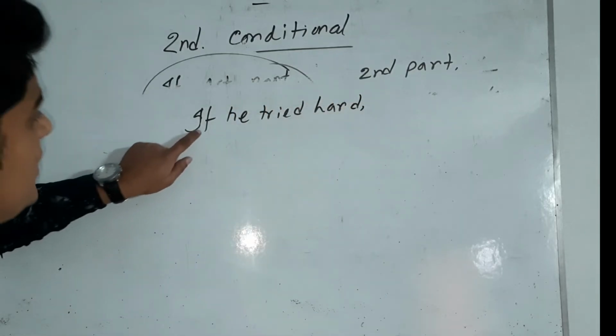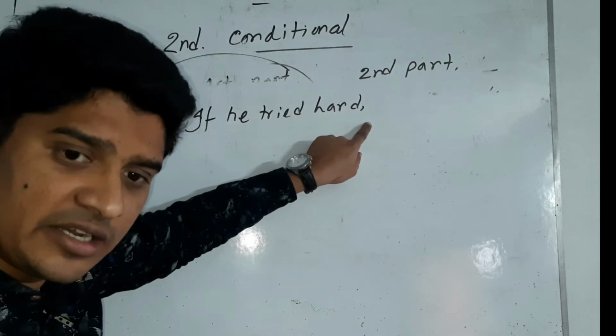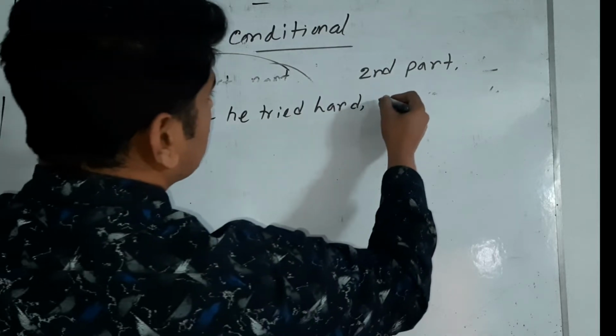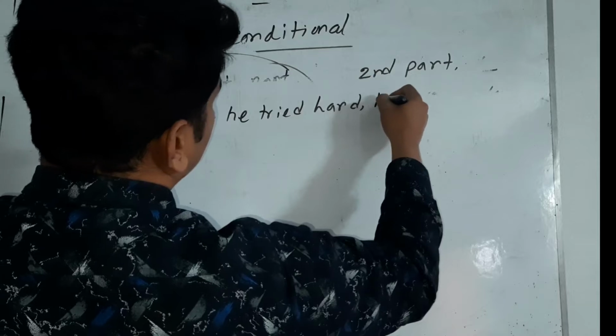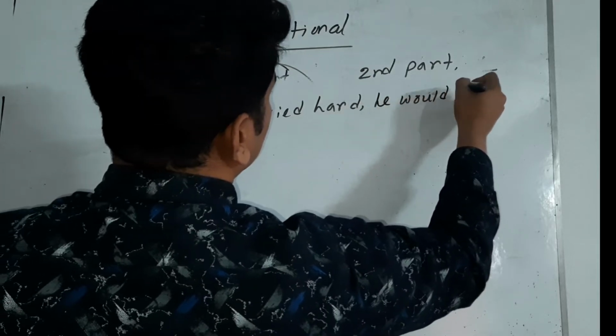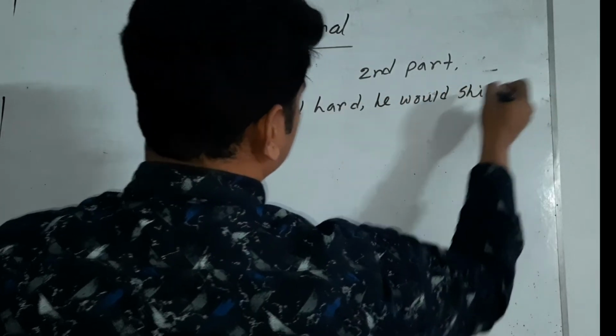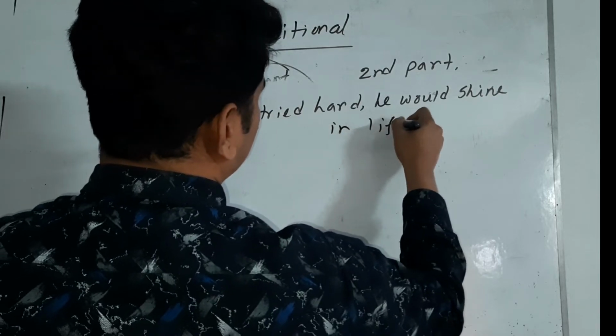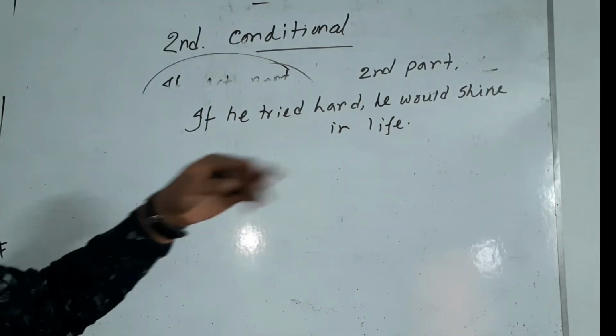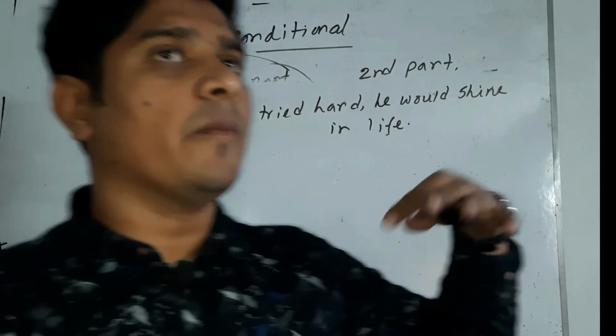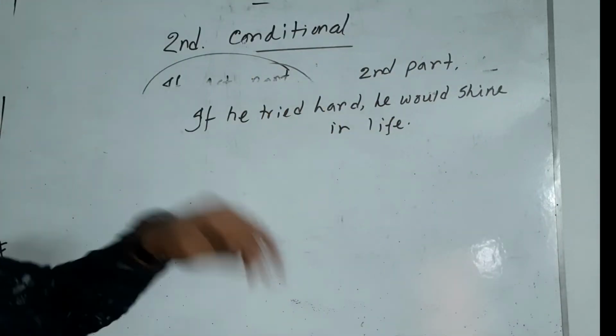Dear viewers, you can see here, if and the past indefinite tense. So you have to make: he would shine in life. Shine in life. Okay, he will prosper in life. He will better his life.